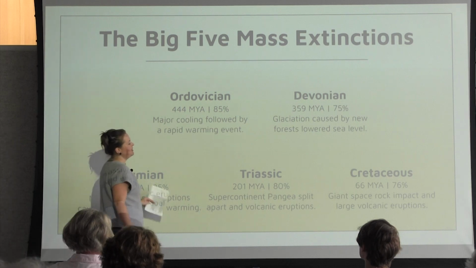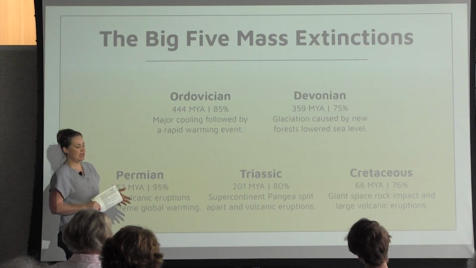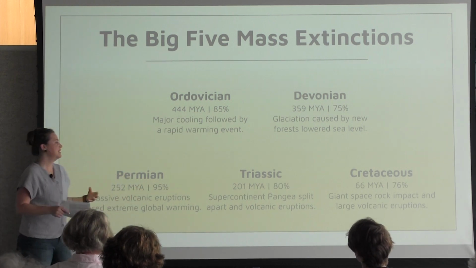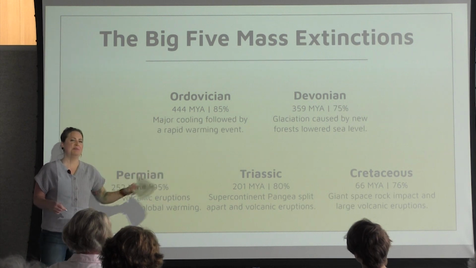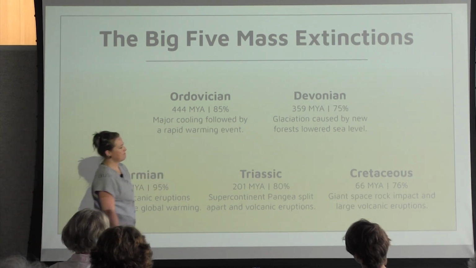The Triassic was pretty similar, 201 million years ago, and 80% go extinct. And this is Pangea splitting apart, and you got all these volcanic eruptions, and it was really bad. The Triassic was bounded by 2 mass extinction events. It's just, don't go to the Triassic.